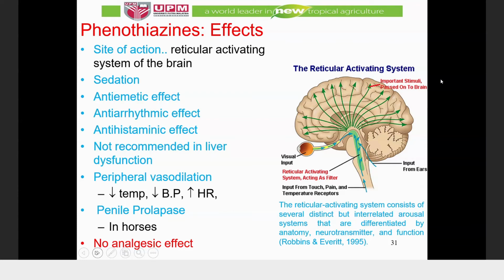It causes peripheral vasodilation. As a result, temperature decreases and blood pressure decreases, but heart rate increases. The heart rate increases because the blood pressure is decreasing, so the body wants to compensate by pushing more blood. And in horses, it causes penile prolapse. So practitioners who work on horses have to be very careful with this drug. The most important thing is that phenothiazine has no analgesic effect, no pain-killing effect. Okay, so we move forward.